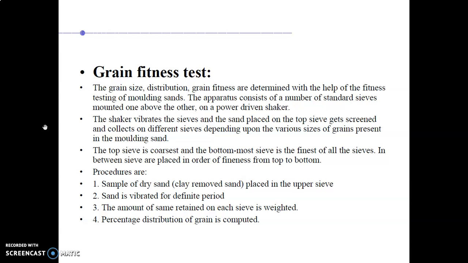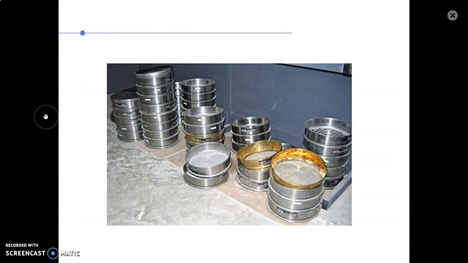Here we have a procedure. A sample of the dry sand is placed in the upper sieve. The sand is vibrated for a defined period. The amount of sand retained on each sieve is weighed. The percentage distribution of the grain is computed. So this is also a very simple procedure. Here you can see we have different sizes of meshing.